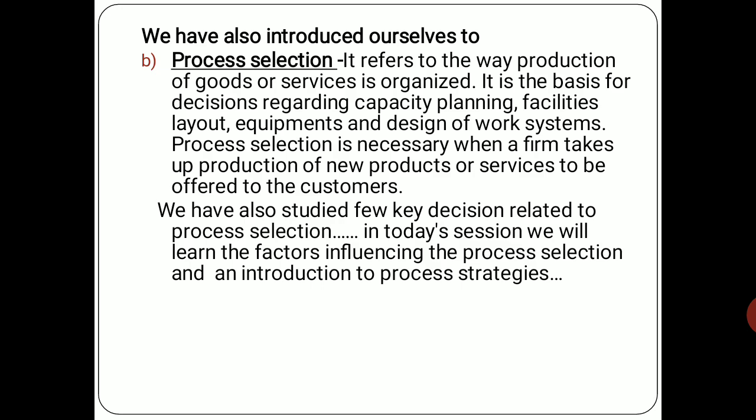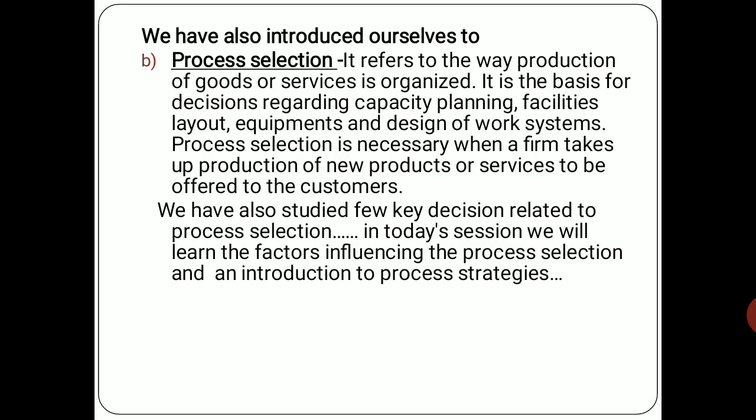Process selection is necessary when a firm takes up production of new products or services to be offered to the customers, right? We have studied this earlier. Process selection means there may be multiple types of processes available to produce a single product, but the organization or the manufacturer has to decide which process he actually wants to select. It tells us everything about the process, from capacity planning to the type of people, equipment, skilled labor and raw materials required.